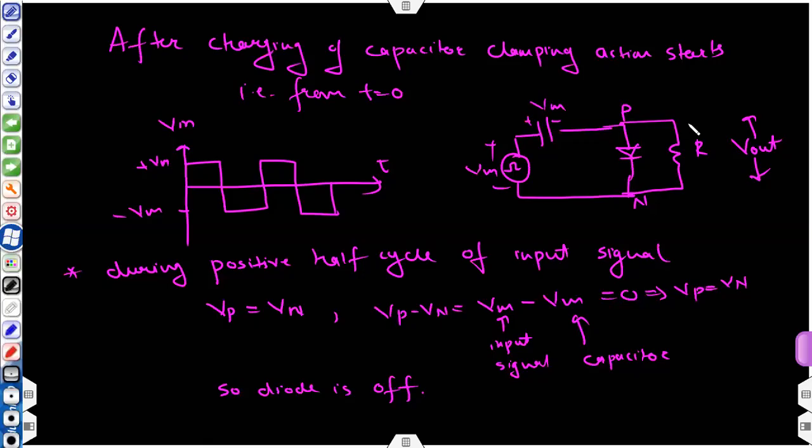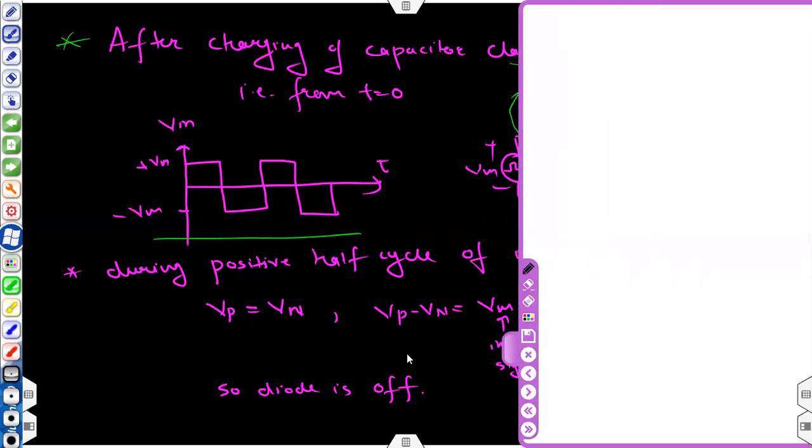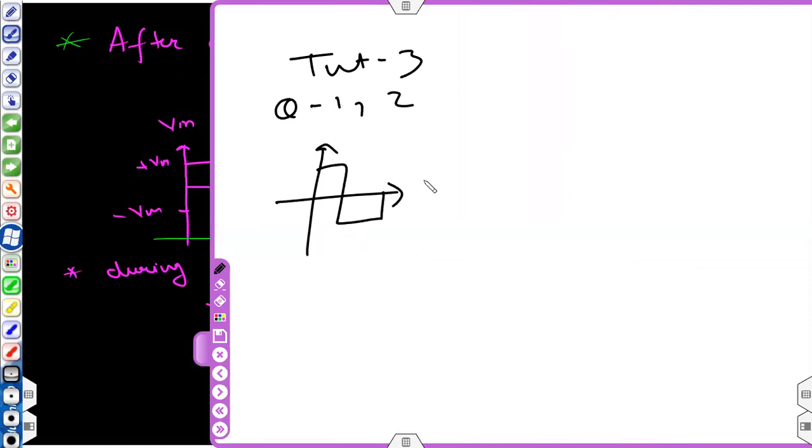Okay, so the main task we have already completed, evaluating this Vm for the given input wave, and this is the circuit. After the charging of the capacitor, the clamping action starts. Notice question number one of your tute 3. I am talking about tutorial number 3. Questions 1 and 2 are based on clamper. They have given this input, and they have given a positive clamper like this.